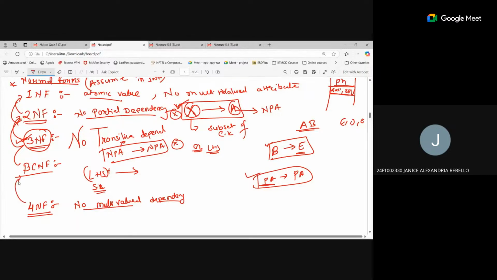How can BCNF be in 3NF then? In BCNF, every left-hand side is a key, right? So there is no transitive dependency. Will 3NF always be BCNF then? No, no, no. This is a higher normal form. So if it is in BCNF, it is already in 3NF, 2NF, 1NF. If it is in 4NF, it is already in BCNF, 3NF, 2NF, 1NF, like that.